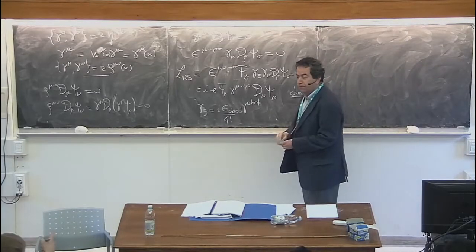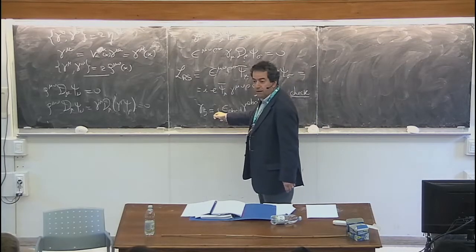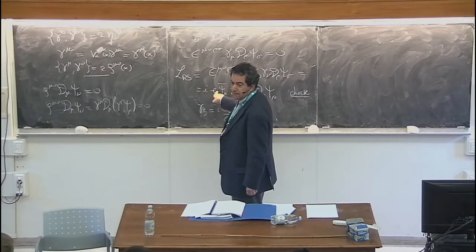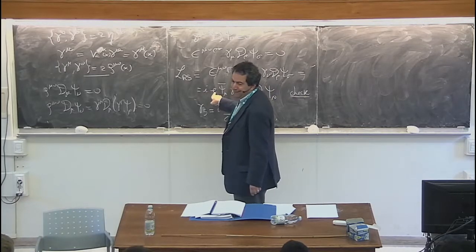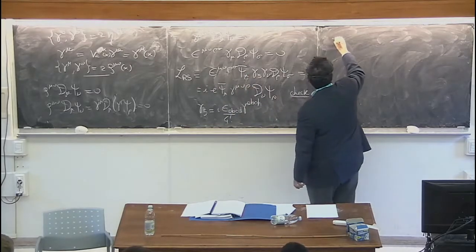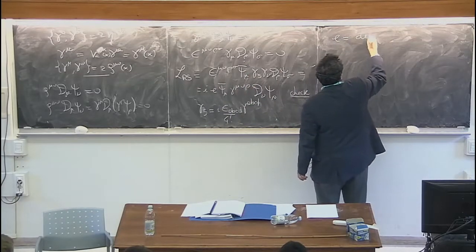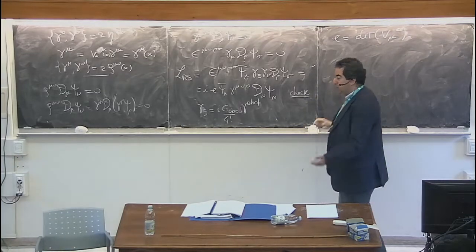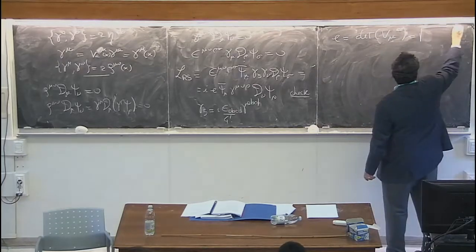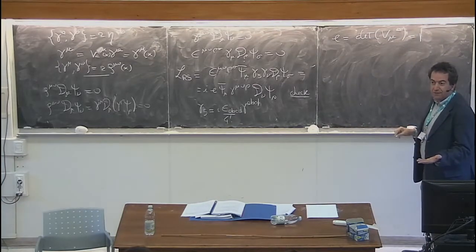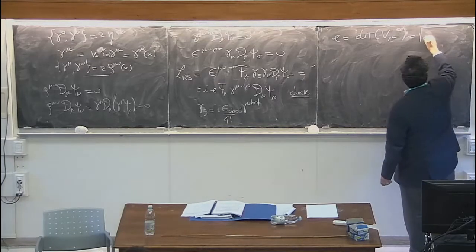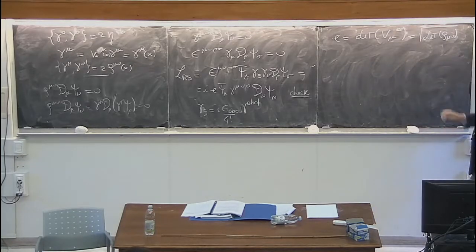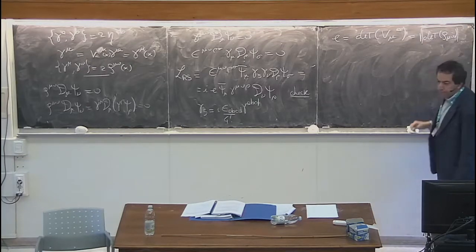Yes, I'm sorry. Yes, e is the determinant of V mu A. That's the usual thing that occurs in Lagrangians, in actions in curved space. That's e.